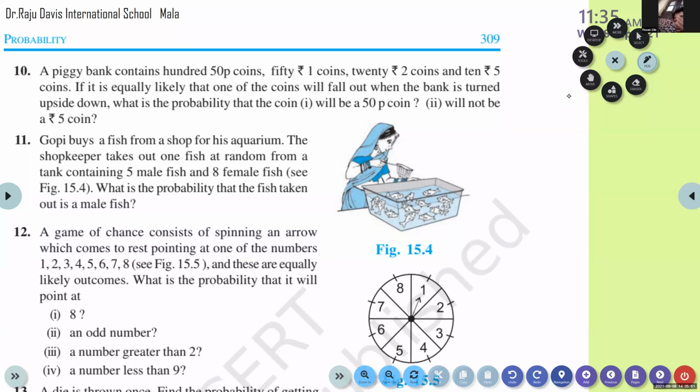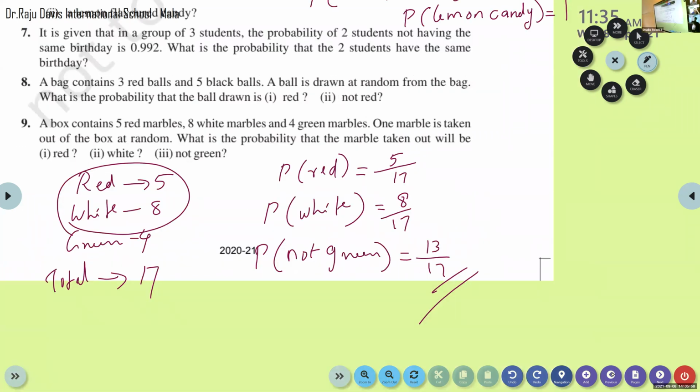Ma'am, you can explain that ninth one. I was writing the question. The question is very big. A box contains 3 colored balls: red 5, white 8, green 4. Total there are 17 balls.